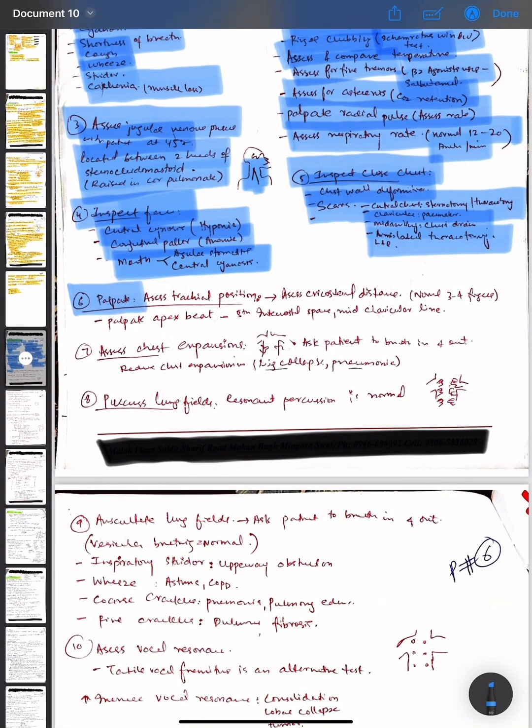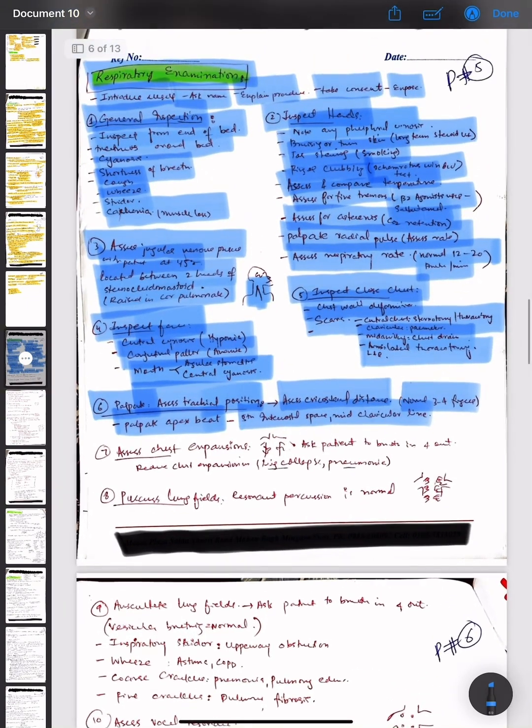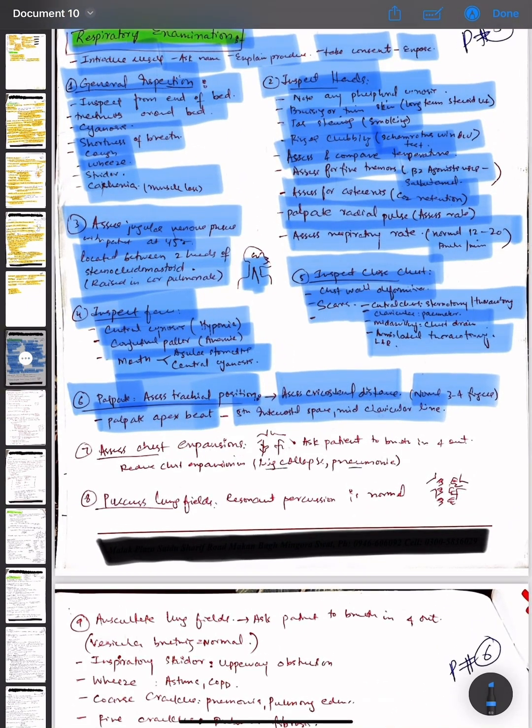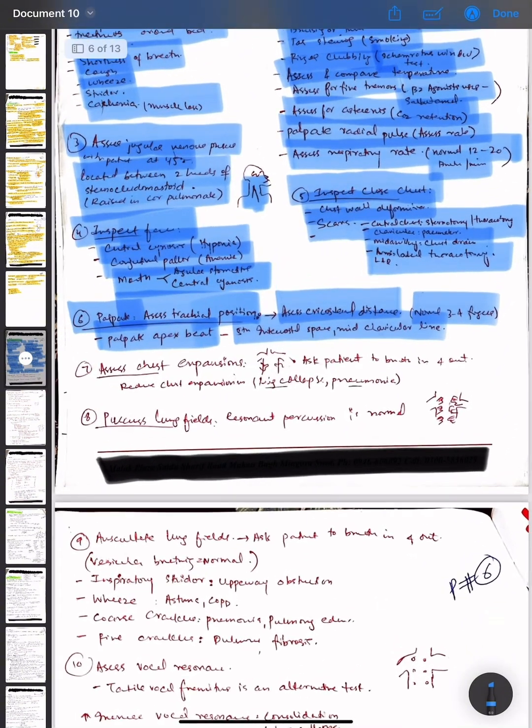First of all, assess the tracheal position. You have to palpate the trachea, that is, assess cricosternal distance, normal 3 to 4 fingers, and palpate the apex beat, fifth intercostal space, midclavicular line. So, in the respiration, first you have to palpate the trachea, whether it is in the center or deviated. Then you have to palpate the apex beat, which is present at the fifth intercostal space, midclavicular line.